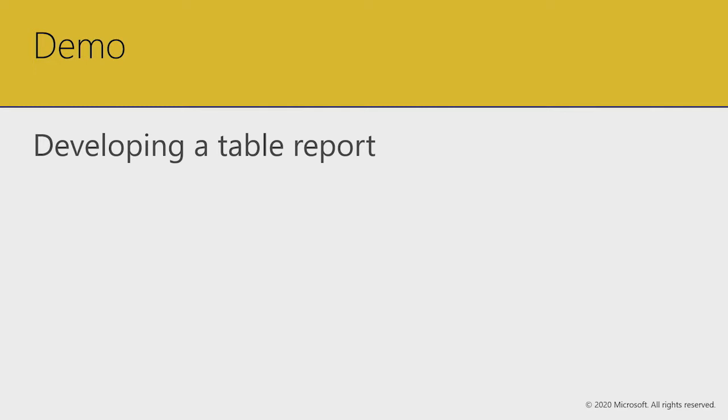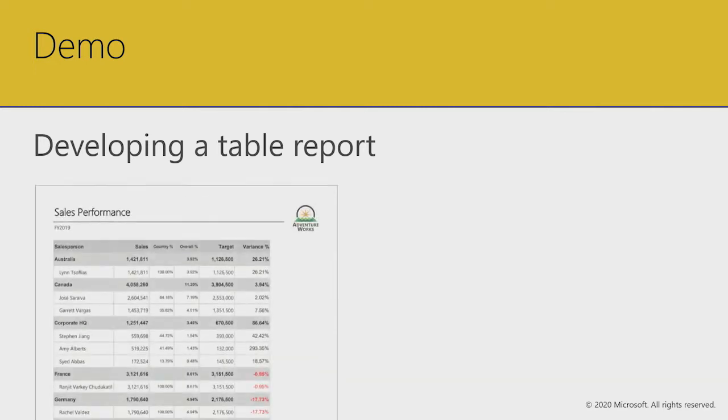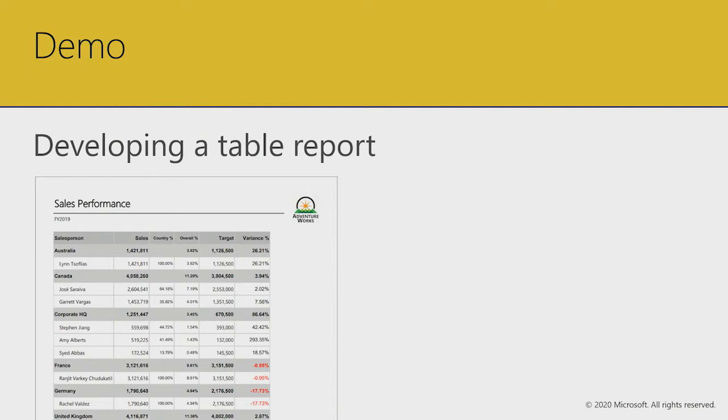All right, now for a demonstration on configuring a tablix. This is what we're going to produce. It's the sales performance report. It's in fact a table. It has fixed columns, and we can see here that the salespeople are actually grouped by country. And we see sales, we see the country, and the overall percentage that the salesperson has produced. We've also got target sales, and we've got some variance and conditional formatting.